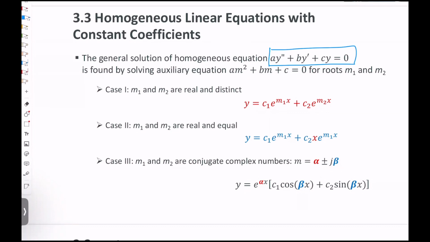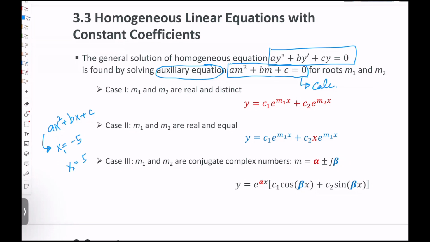Now we're going to change this into am squared plus bm plus c, and we're going to call it the auxiliary equation. And you're going to type this into your calculator. Your calculator should give you the answers, just like ax squared plus bx plus c. If this is the case, type the coefficients a, b, and c into your calculator, then it's going to spit it out: x1 equals -5 and x2 equals 5, something like that.